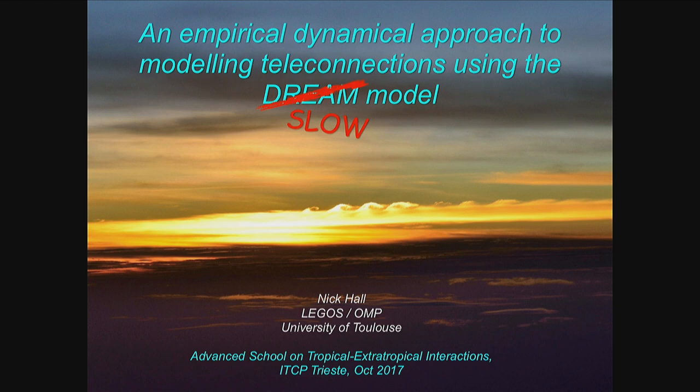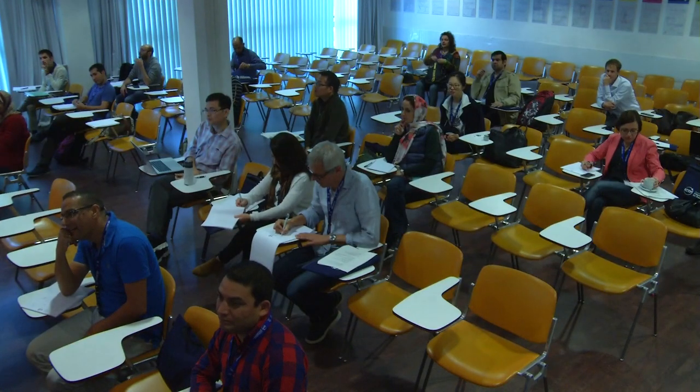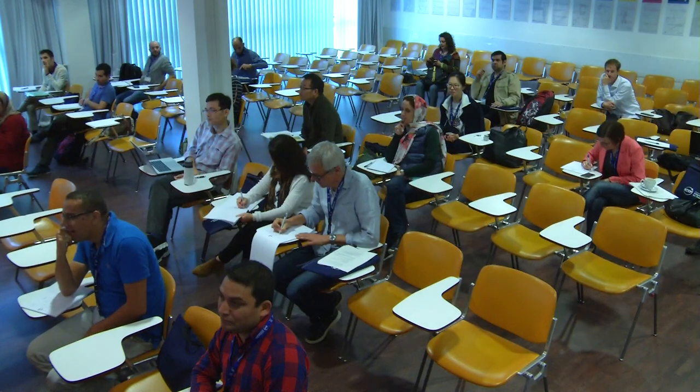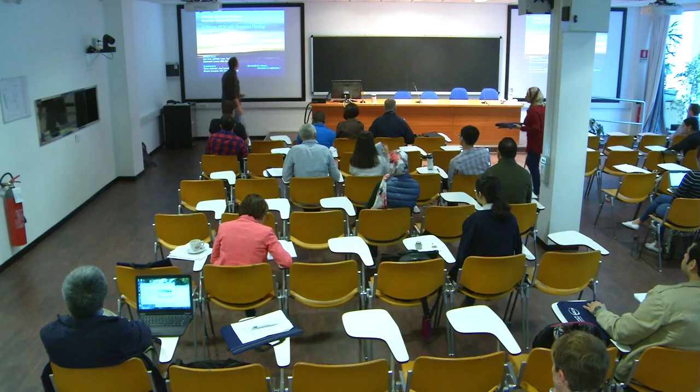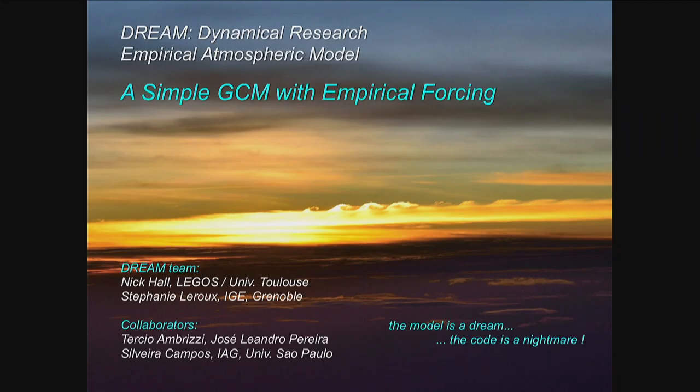So this is an empirical dynamical approach to teleconnections. So little by little, I will explain what that means. So let me just give you an outline of the talk to start with, though. So this is the DREAM model. I've had this model for a long time, and I've only recently decided to give it a name. And it's called the Dynamical Research Empirical Atmospheric Model. So empirical is the key word here. It means that we're actually appealing to data to provide some of the forcing functions in this model. And most of the work that I'm going to show you is with my long-term friend and collaborator, Stephanie LaRue, and recent stuff I've been doing in Brazil with Tercio and Jose Leandro in Sao Paulo.